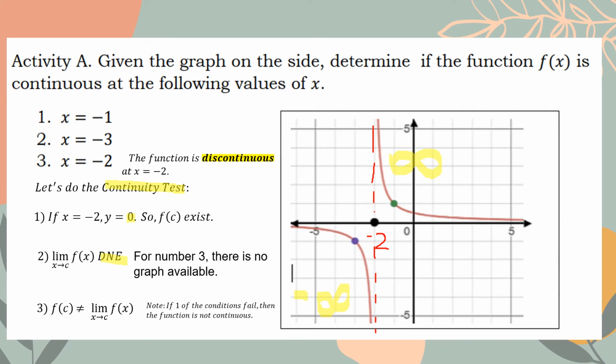Note also that if one of the conditions fails, then the function is not continuous. Which one failed? The third, because it is not equal. The first should be checked, the second should be checked, and they have to be the same value. If not, one of the conditions fails, which is number 3, meaning discontinuous. So that is the proof mathematically, while this one is analyzing the graph, using tracing. Okay?